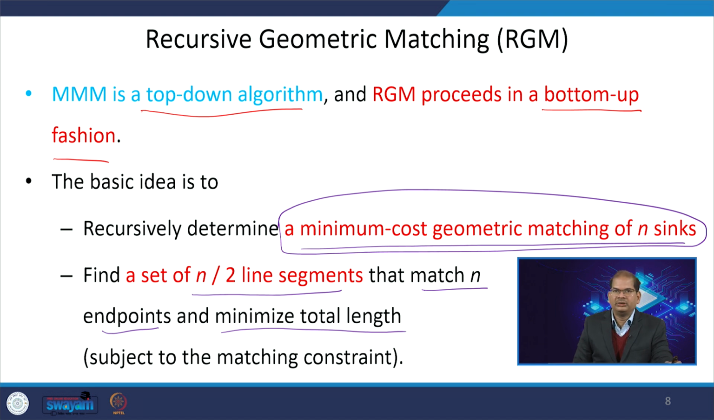So, I have an objective to minimize the wire length, that is my objective. What is my goal? I have to create n by 2 line segments. So, how are the line segments chosen? If 2 sink nodes are near to each other, such that the minimum wire length can be achieved. So, I have to create n by 2 line segments from n endpoints.